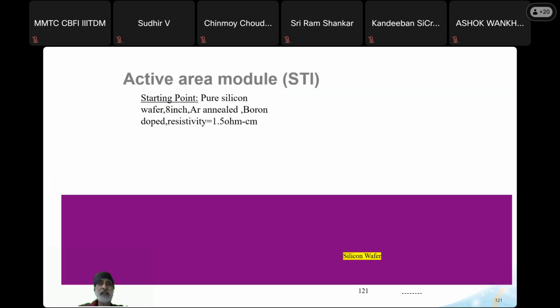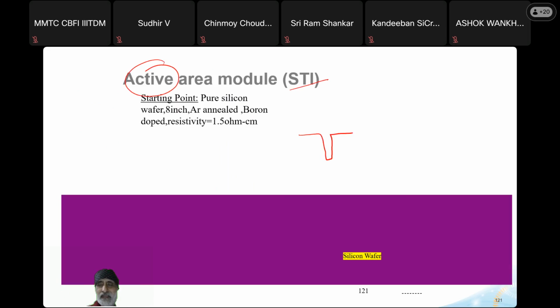So the top surface is very clean. First we identify the areas where the components are made. That area is known as the active area, and the other areas are by default known as the field area or isolation. For isolation I will dig a trench, a shallow trench. That's why it's known as shallow trench isolation. Like in a wall, you dig a trench, then fill it with something and make a small wall. It's like that.